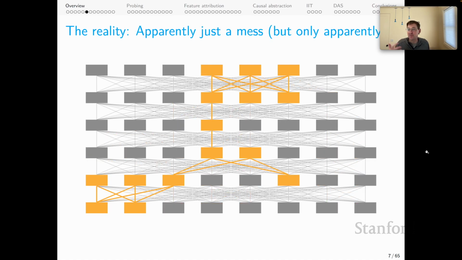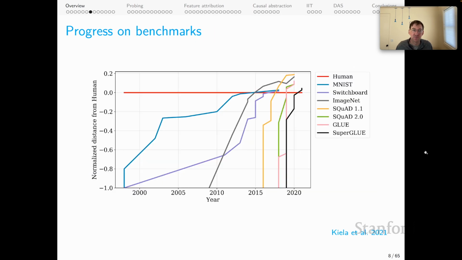Instead, what we get when we look at these models is apparently just a mess of activations. You get the feeling that either there's nothing systematic happening here or we're just looking at it incorrectly. I'm going to offer a hopeful message on this point. The mess is only apparent when we use the right techniques and take the right perspective on these models. The best of them actually have found really systematic and interesting solutions.